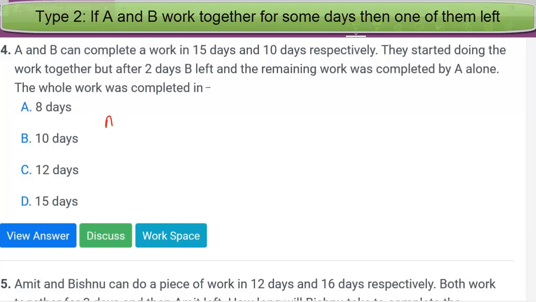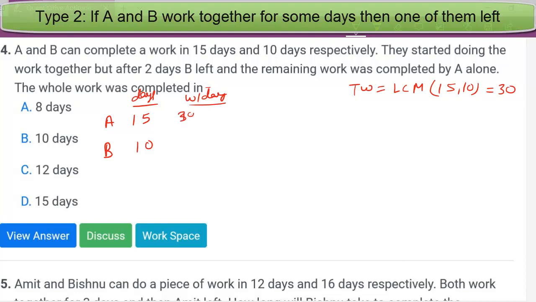So here again we will follow the same approach. A and B can do it in 15 and 10 days. Here I am writing days, 15 and 10 days, and here I will be writing work per day because that is the method, right? To calculate work per day we should have the total work. So total work we will assume as the LCM of 15 and 10, which comes out to be 30. Okay, so work per day for A, 30 by 15, so you are getting 2. Similarly here 30 by 10, so that means you are getting 3. So A is doing 2 units work per day, B is doing 3 units work per day, right?